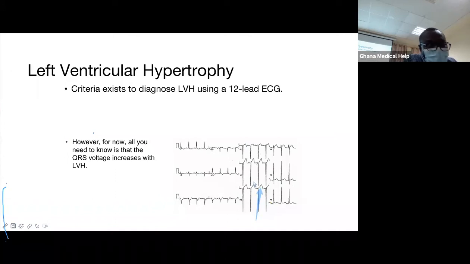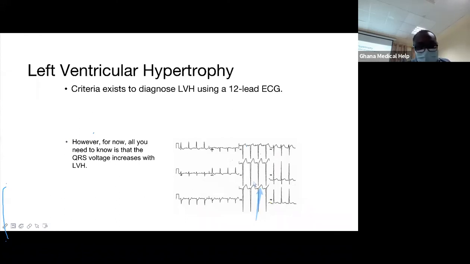If you combine that with AVL more than 30 millimeters, and you satisfy these two criteria, you are damn sure that it's a left ventricular hypertrophy. Some people do combine V3 with AVL, and then they say that in men, if you have it more than 23, or in women more than 20, then of course you also satisfy the criteria.